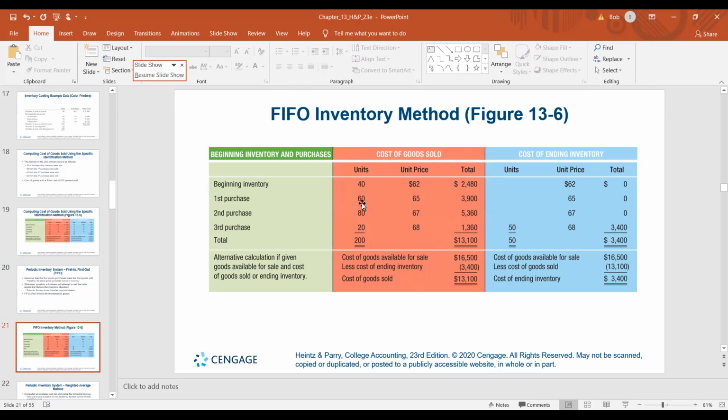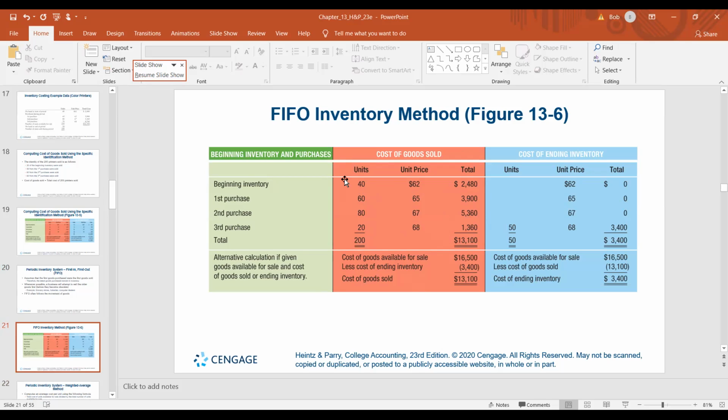We sold all 60 of those because that's the next oldest. That removes the inventory and gives us 100. 40 and 60 is 100. 80, we got rid of that entire layer. That gets us up to 180. And we only need 20 out of this layer to come up to 200. So that layer was 70. And now our ending inventory is 50 at that cost, 50 times 68, 3,400. We multiply these out and we come up with the cost of goods sold.